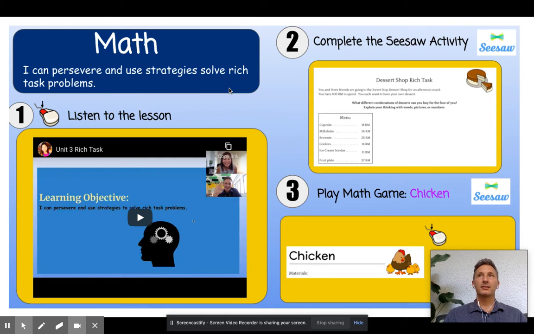With math, and I'll go over this more in our morning meeting today, it is a rich task and you will persevere to solve rich task problems.